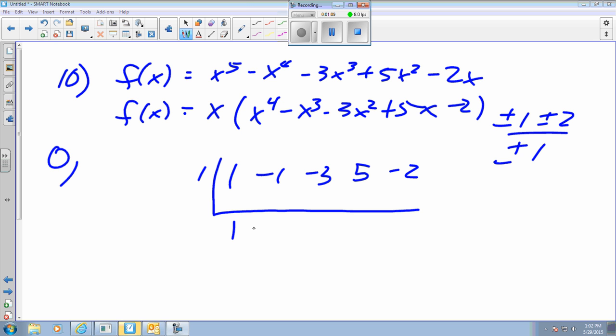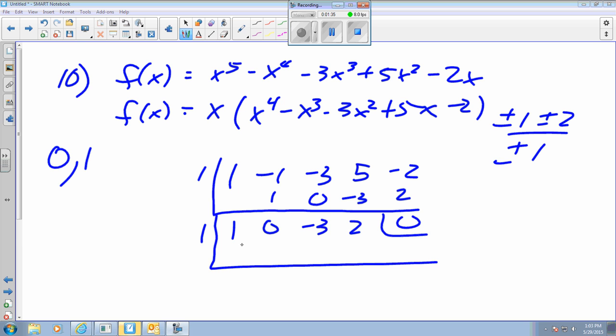I get 1, 1 times 1 is 1. I get 0, 0 times 1 is 0. Negative 3, 2, 2, 0. So 1 is going to be in there. And remember, that's our remainder. So we're going to try one more. Why don't I try 1 again?